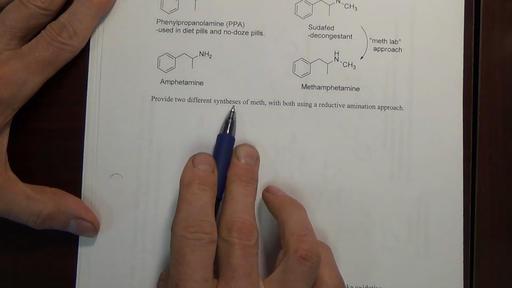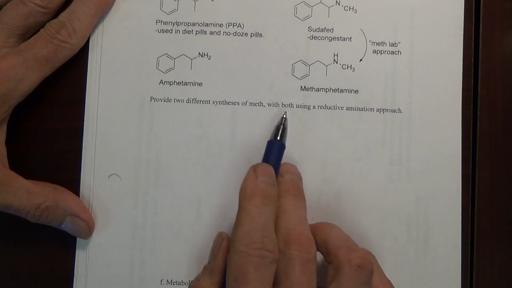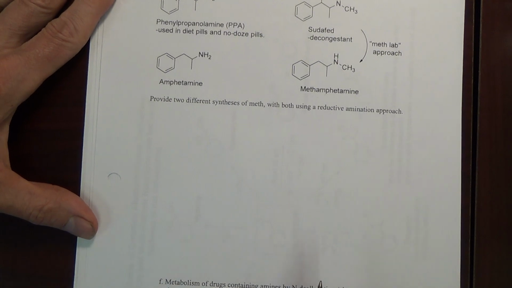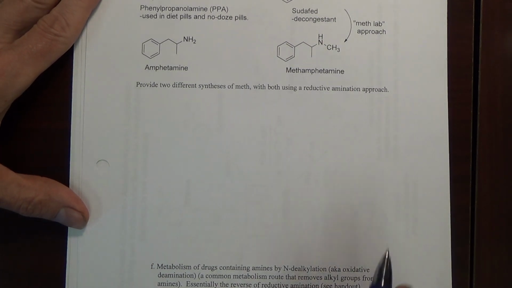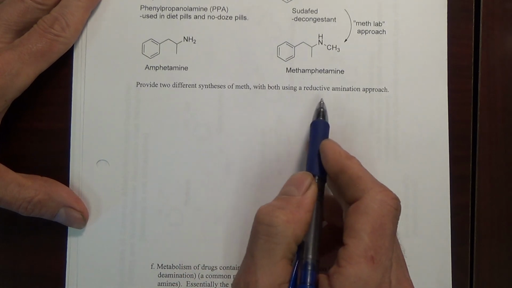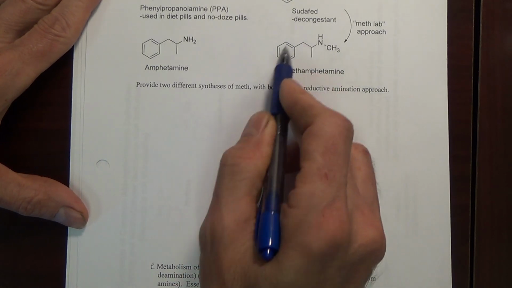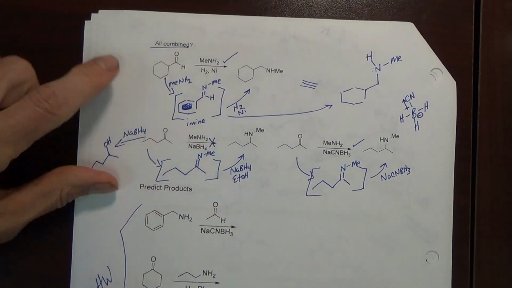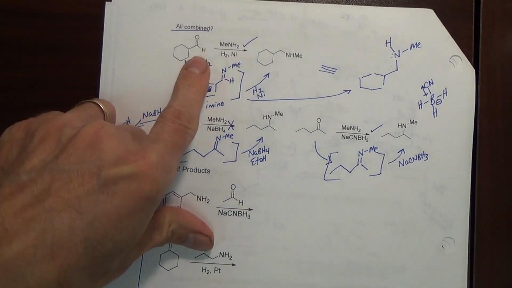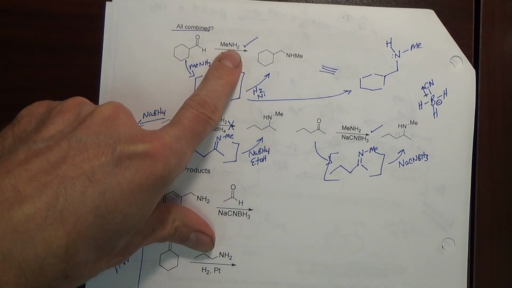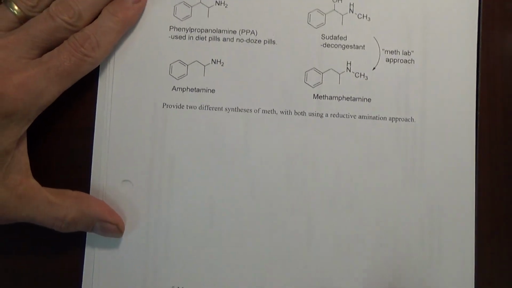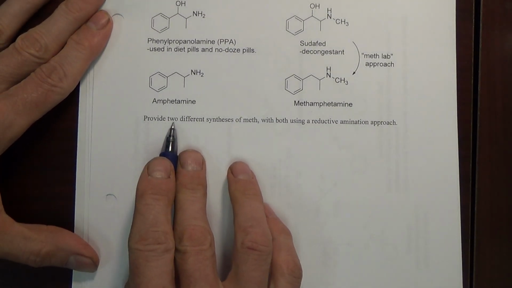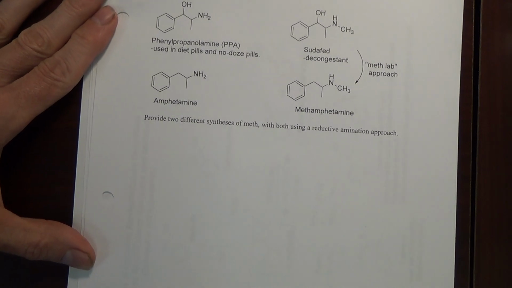So let's provide two different syntheses of meth, both using a reductive amination approach. Two different reductive amination approaches to give methamphetamine. We just covered reductive amination. What are the main components? An aldehyde or ketone and an amine. See if you can do that there.